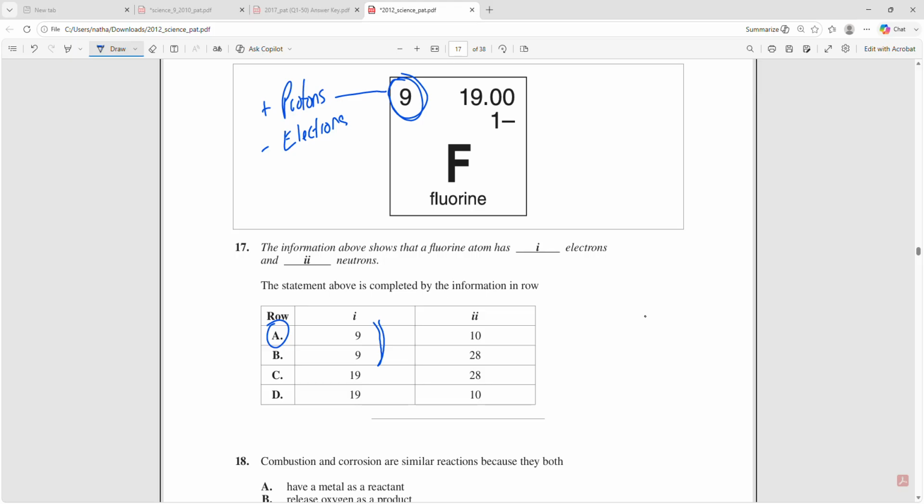And how many neutrons? Well, our neutrons will be equal to our atomic mass minus our atomic number. So if I have an atomic mass of 19 or 19.00 minus 9, then I have 10 neutrons. Okay, 10 neutrons. So answer is A.